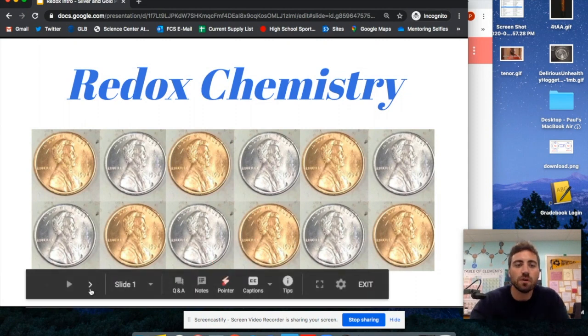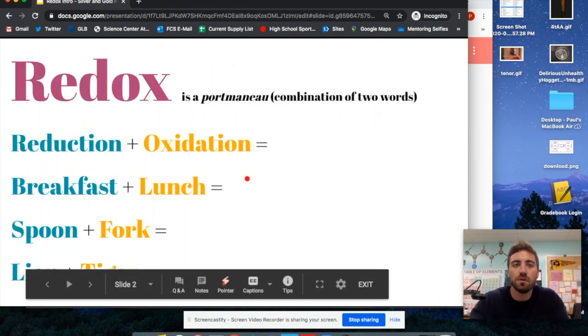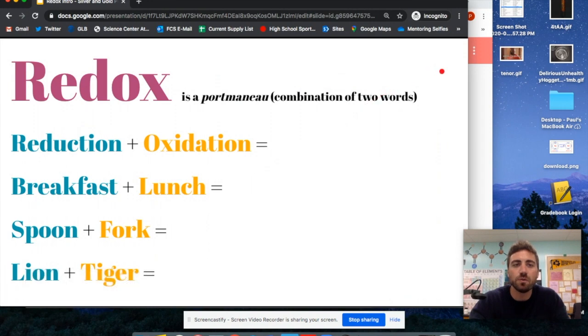So first of all, what does redox stand for? It's a combination of two words put together. That's called a portmanteau. So reduction plus oxidation, those are chemistry terms. Put those together and we get the word redox. So here's a couple other combination words that you guys are probably already familiar with.